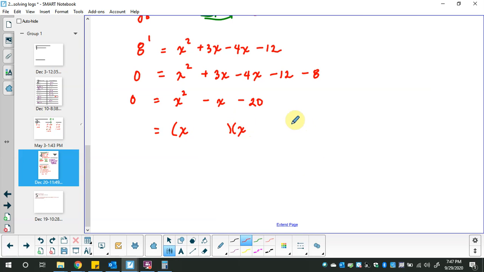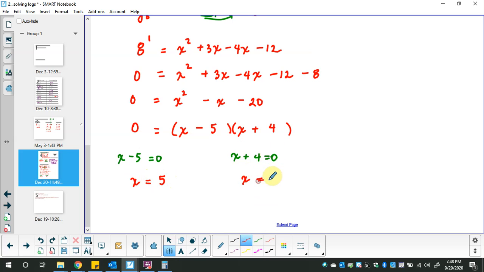So another simple trinomial. Aren't I nice? So two numbers that multiply to be 20. That can make negative 1. Green pen. Possible answers.